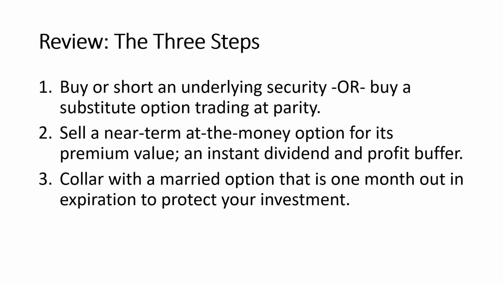Review the 3 steps. Write this down. Buy or short an underlying security or buy a substitute option trading at parity. Sell a near-term at-the-money option for its premium value, an instant dividend and profit buffer, and collar with a married option that is 1 month out at least. I like to actually nowadays, since it's more economical, go out 3 to 6 months, plus that's not as susceptible to IV change. Go 3 to 6 months out in expiration to protect your investment.